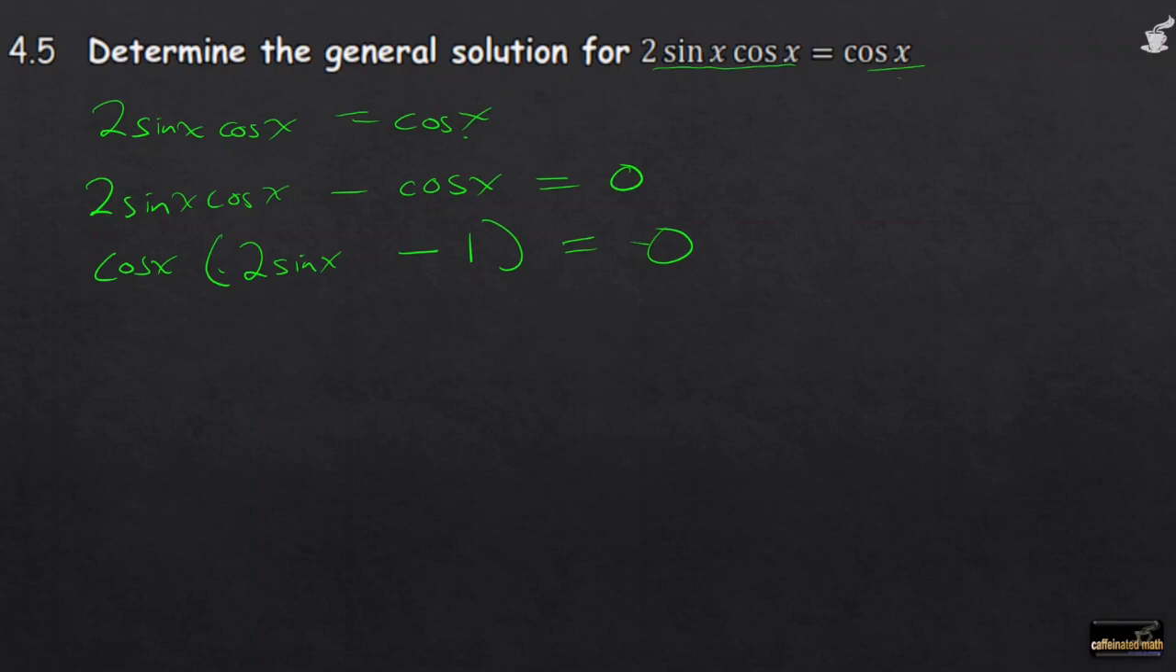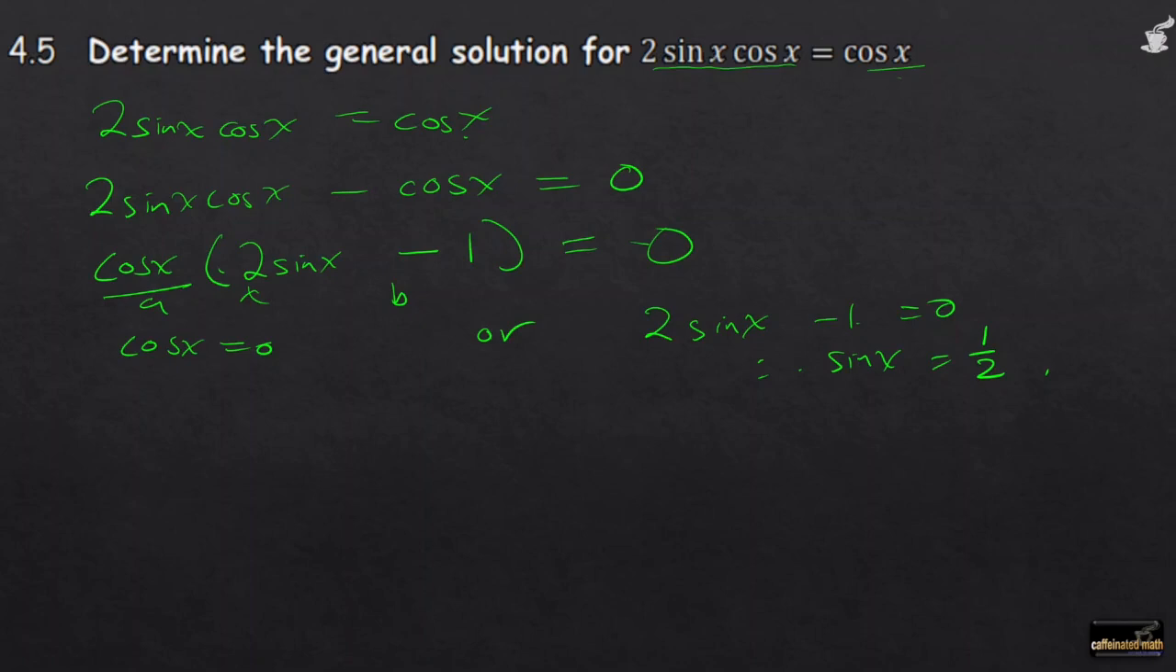And now I can just apply my zero product rule, which states that if a times b is equal to 0, then either a is equal to 0, which is cosine x, or b is equal to 0, which is 2 sine of x minus 1 being equal to 0. Therefore, sine of x is equal to 1 over 2. Now, for our first equation, let's have a look at that.